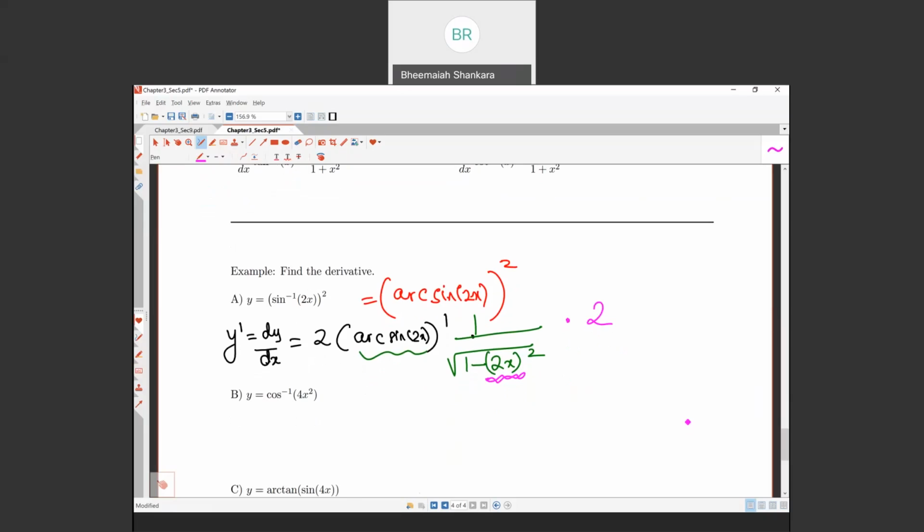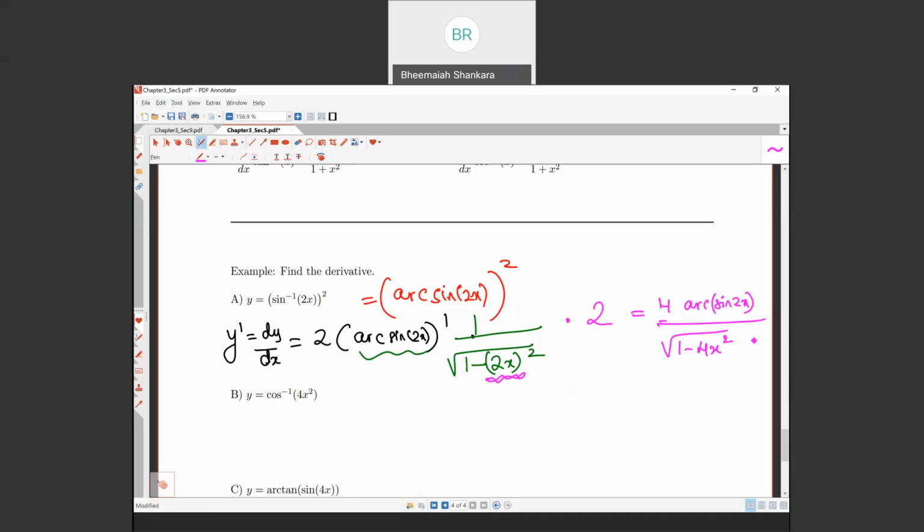We can simplify this a little bit. We can rewrite this as 4 arc sine 2x divided by square root of 1 minus 4x squared. So this is our simplified answer.